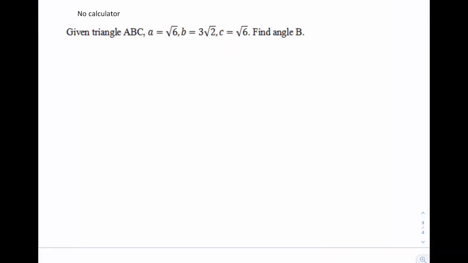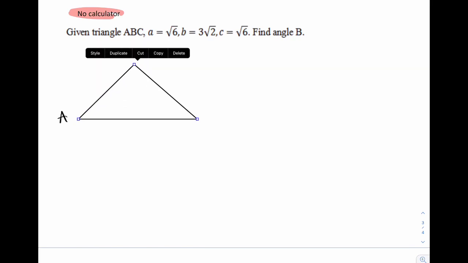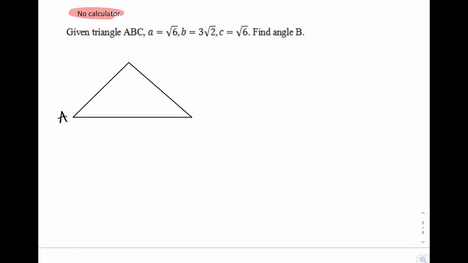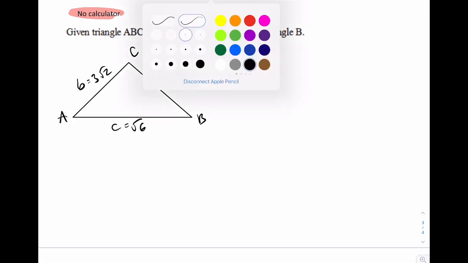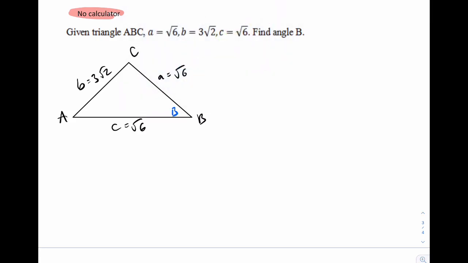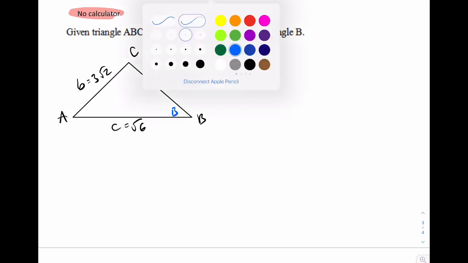Notice how it is no calculator. So let's quickly sketch a generic triangle here. I'll call this A, B, and C. Here's our little a, that's root 6. Little b is right here. That's 3 root 2. And c is root 6. We're looking for angle B, so put that right here. So it's a great application of the law of cosines.